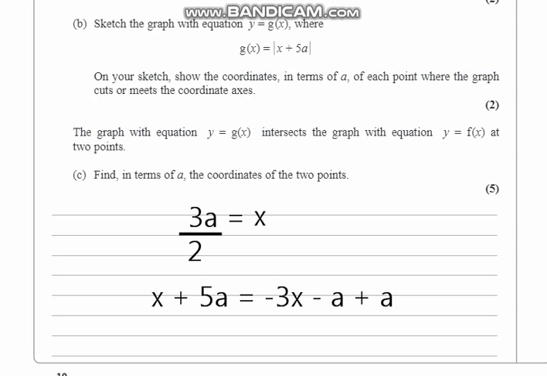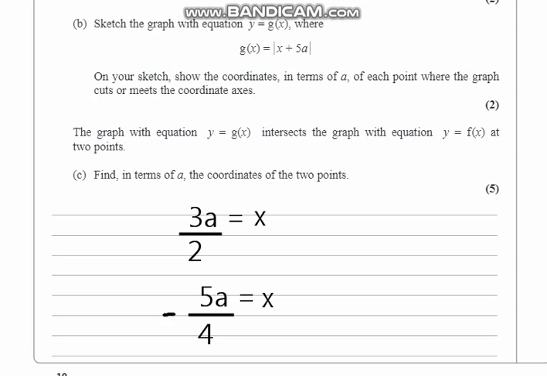So now what I'll do is simplify it, take the common terms to one side and do basic maths. There you go, 5a equal to minus 4x. The minus a plus a got cancelled, and now to find the x value, I'll divide by minus 4 on both sides. There you go, our second x value is minus 5a upon 4 in terms of a, and now we have to find 2 y coordinates corresponding to their x values.